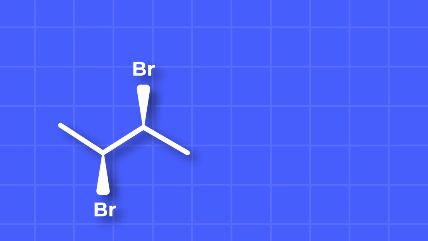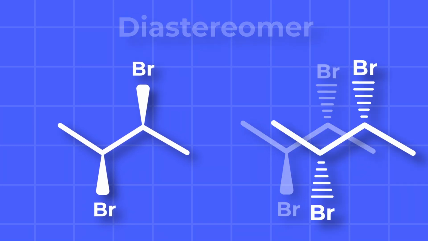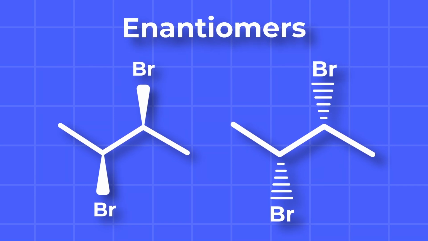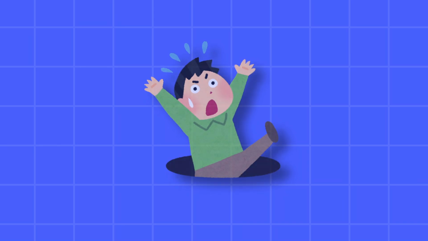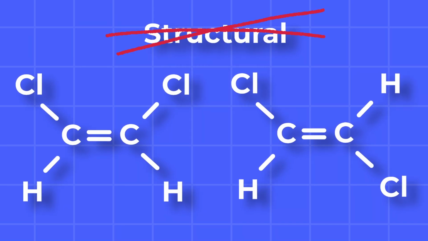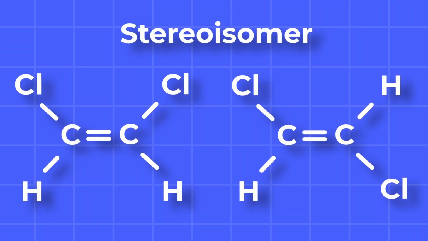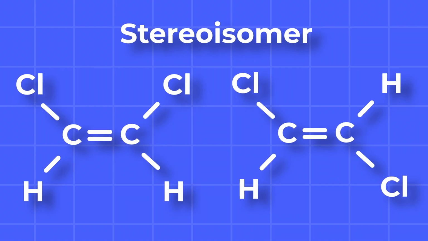Now, test yourself. Same skeleton, only one chiral center flipped. That makes a diastereomer. If both centers flipped, that pair would be enantiomers. Also, avoid these pitfalls when comparing molecules. First, don't call cis-trans structural. Structural isomers differ in connectivity, while cis-trans differ only in 3D arrangement around a double bond or ring.